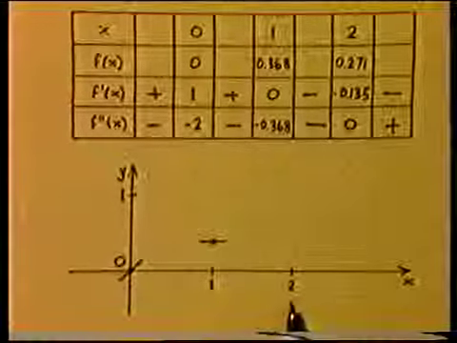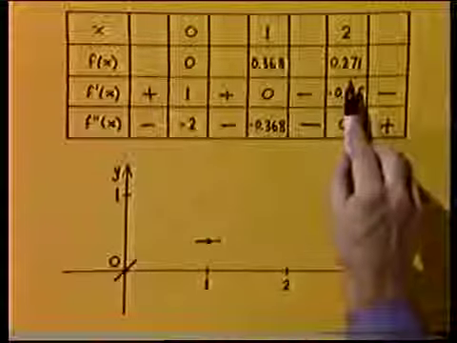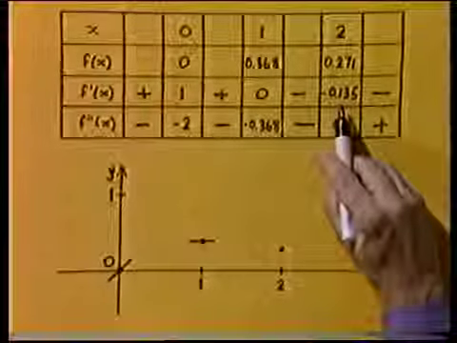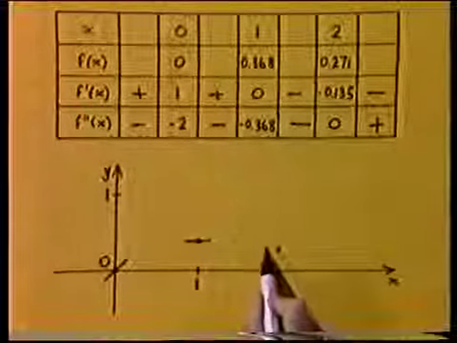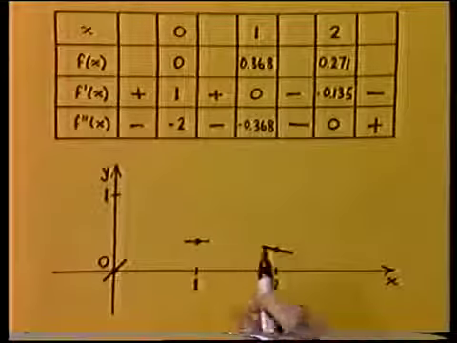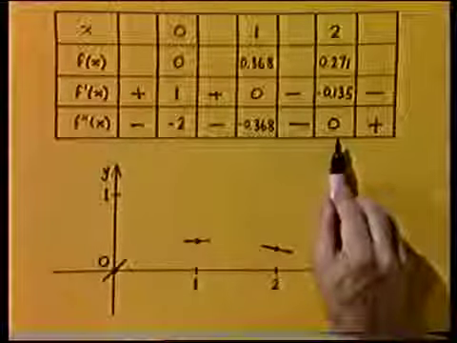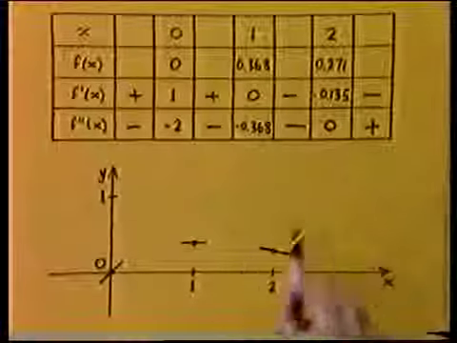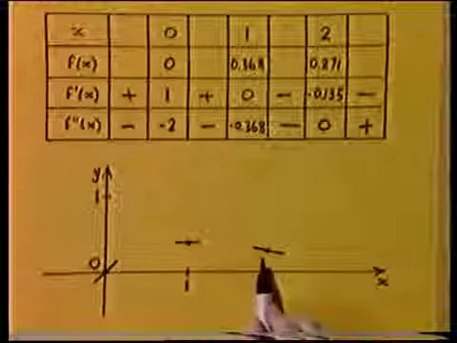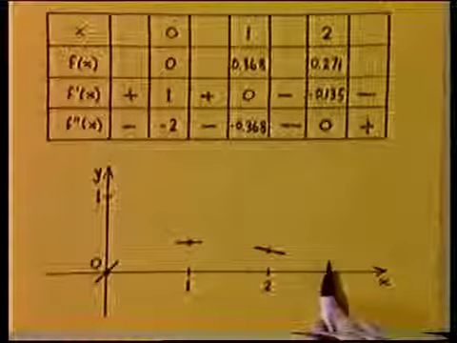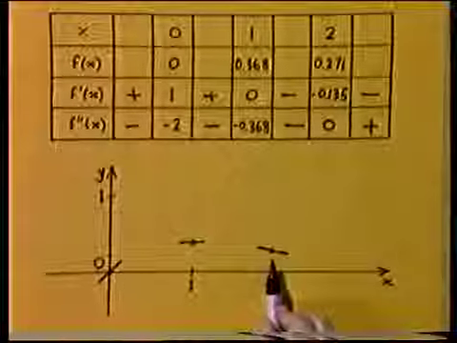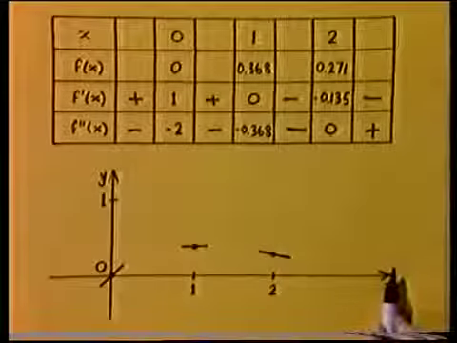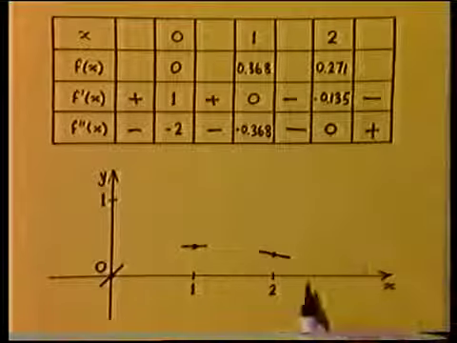And the last important point is x equals 2. Here's f of x. F prime is minus 0.135, so the tangent is still almost horizontal. And f double prime is 0. The sign of f double prime changes from negative to positive. And that tells me that the curve is concave down here and concave up here. There's a point of inflection at x equals 2. If x is greater than 2, the curve continues to decrease because f prime is negative, but it will never cross the axis again.